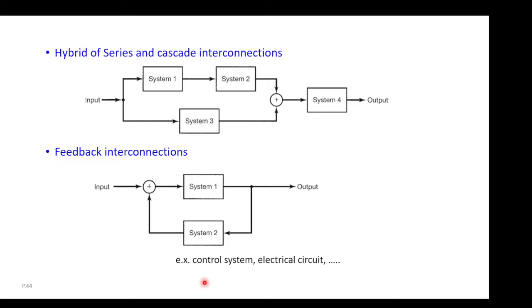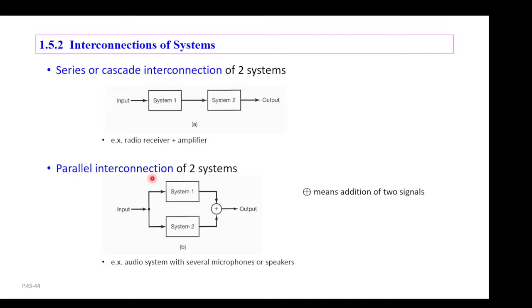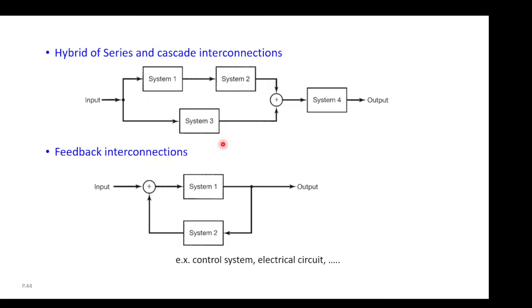You can imagine that this is kind of like an electrical connection. You can draw a whole bunch of very complicated graphs and get a system. So you can hook up this way, so input split, the upper one goes to system one, system two, later the lower one goes to system three, and then together get system four.